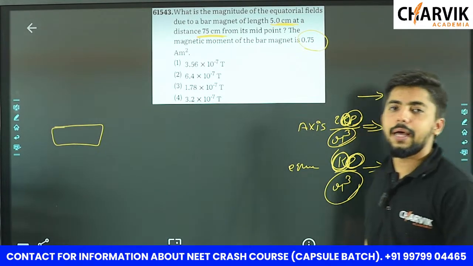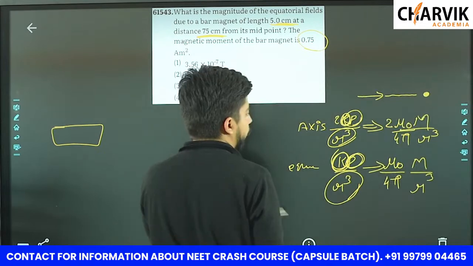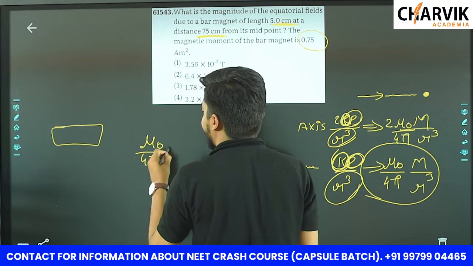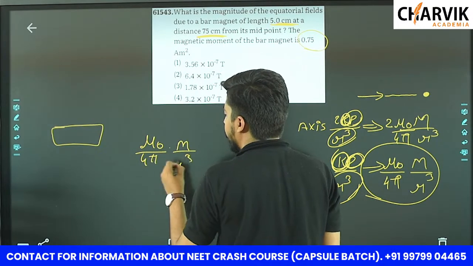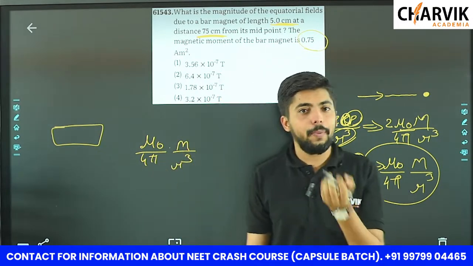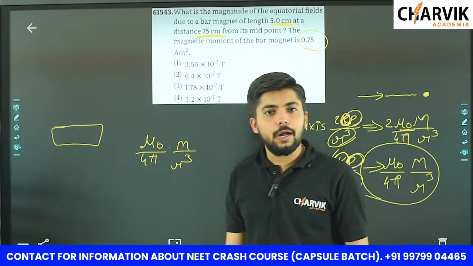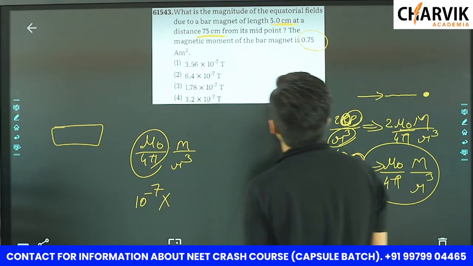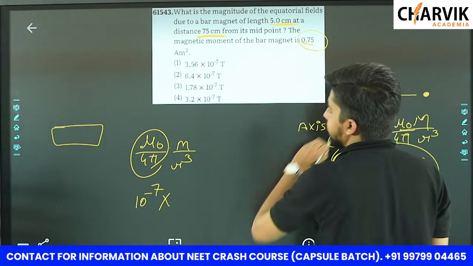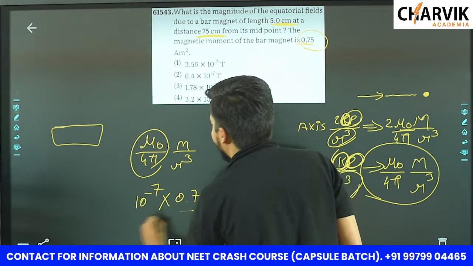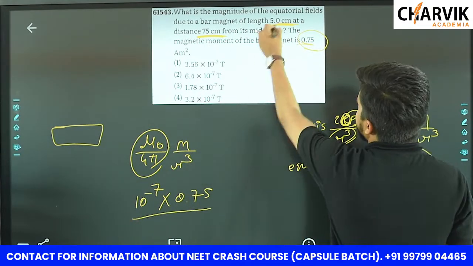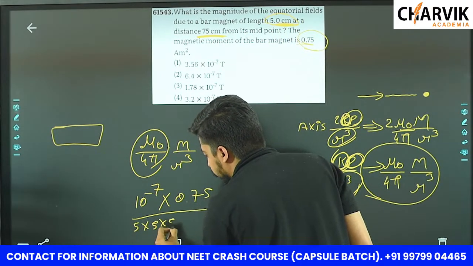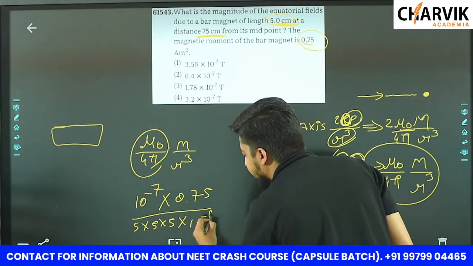In this question, they are asking about the equatorial point. So for the equatorial point, the formula becomes mu naught upon 4 pi into M divided by r cube. Mu naught is 4 pi into 10 raised to minus 7. 4 pi cancels out. So in place of this term, I am simply placing 10 raised to minus 7 into the dipole moment, which is given as 0.75, divided by r cube. What is the distance? Yes, 5 centimeter. Cube of 5, so it will become 5 into 5 into 5 into 10 raised to minus 6.